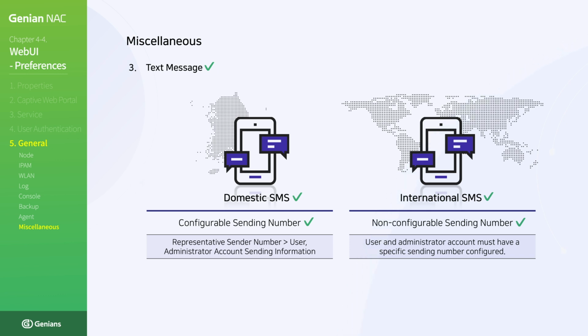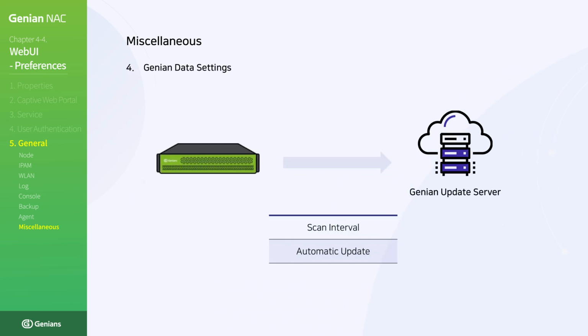The SMS service section configures the sender's number for SMS transmissions to administrators and users. For domestic SMS, a primary sender number can be configured. For international SMS, the sender's number is based on the numbers configured for administrator and user accounts. Without a configured sender number, SMS messages cannot be sent.